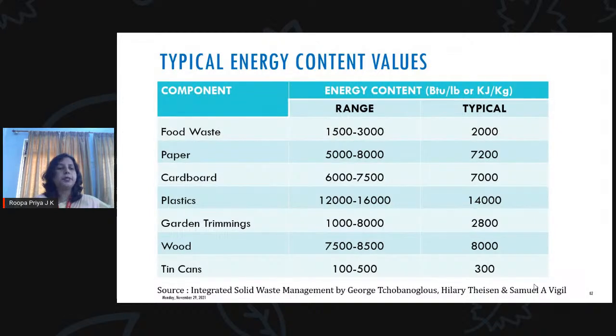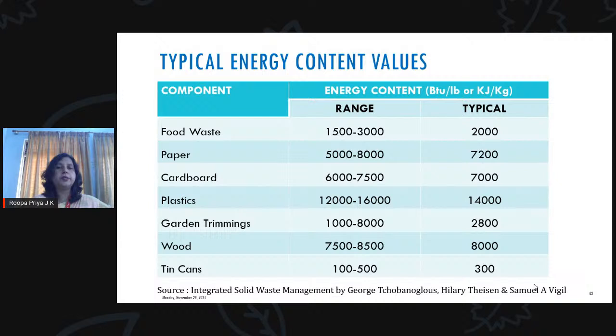So these are all the typical energy content values which we have. These are the standards. The components again could be the food waste, paper, cardboard, plastic, garden trimmings, wood, tin cans, and the energy content given in kilojoule per kg, which is having a different range for different components, and we have a typical range. So, for example, for food waste, we have a range of 1,500 to 3,000, and the typical value for food waste is 2,000.